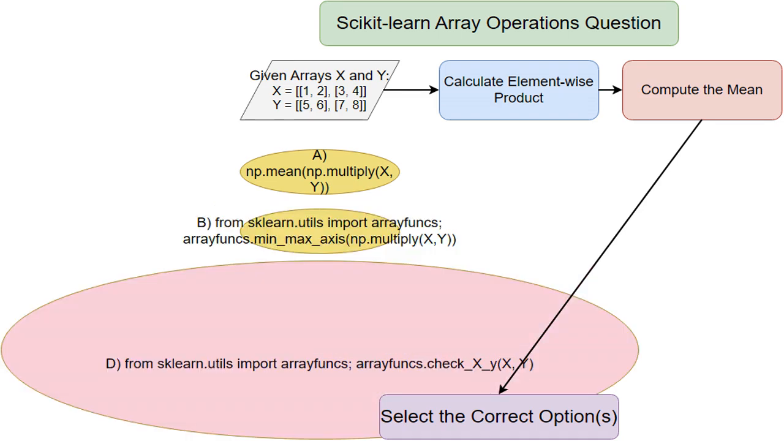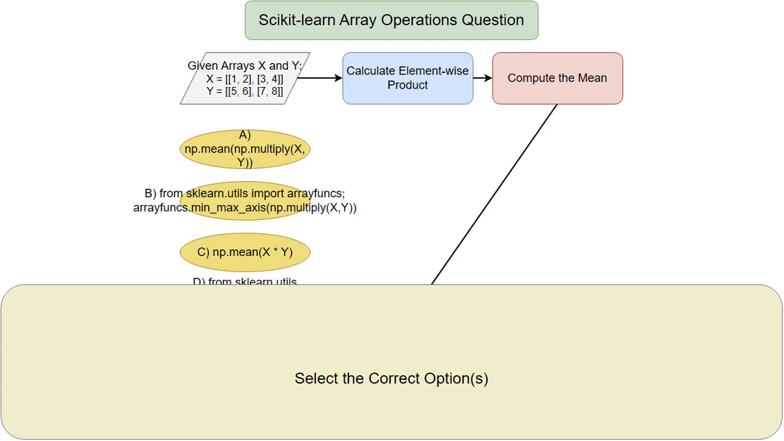Option D also incorrectly uses the arrayfuncs module. check_X_y checks if inputs are suitable for particular models. It has nothing to do with calculating means or products. This option is incorrect.